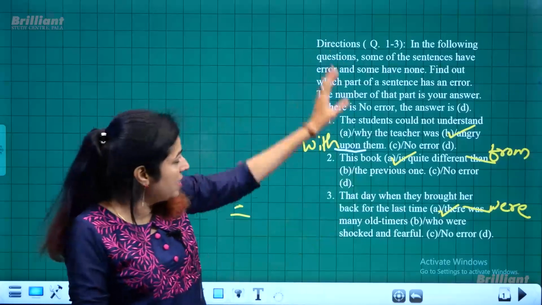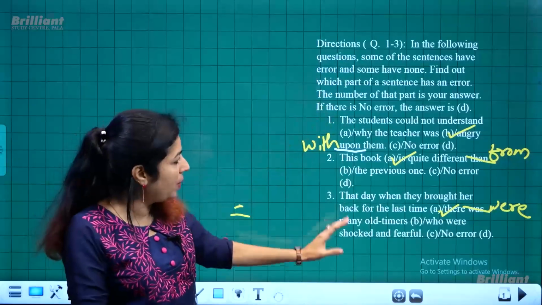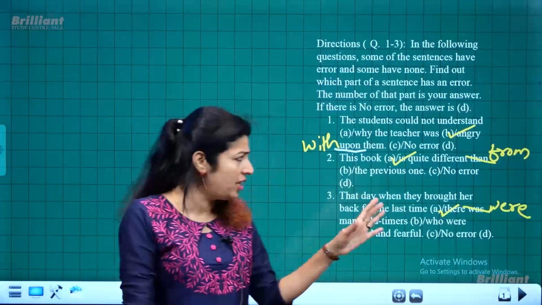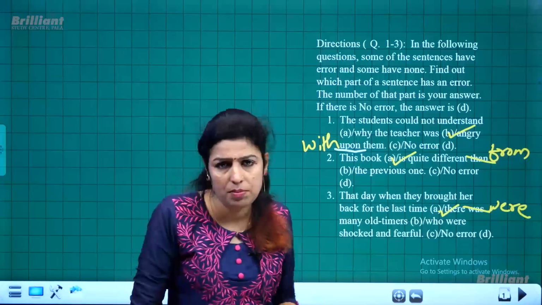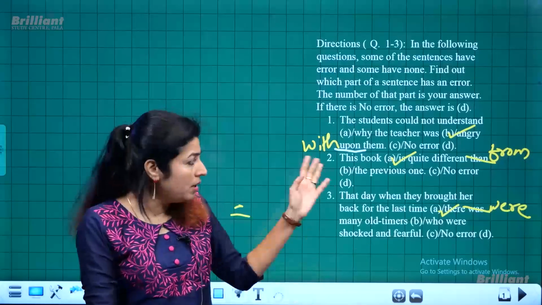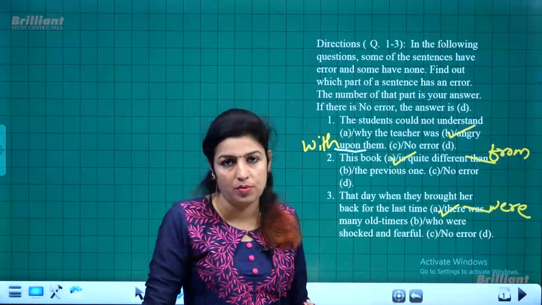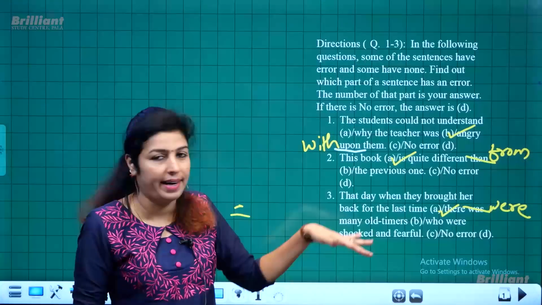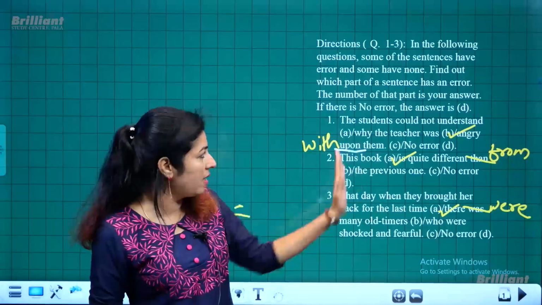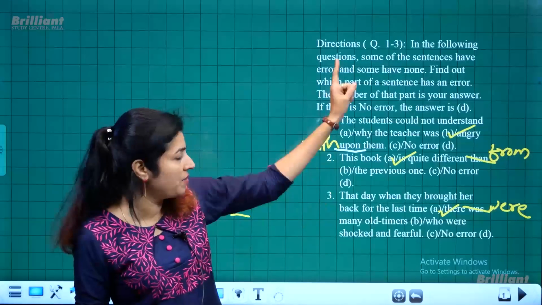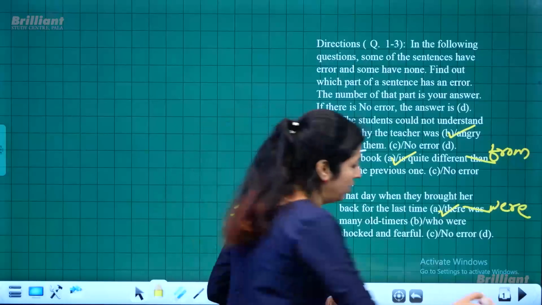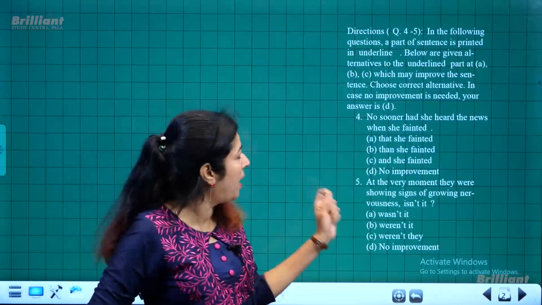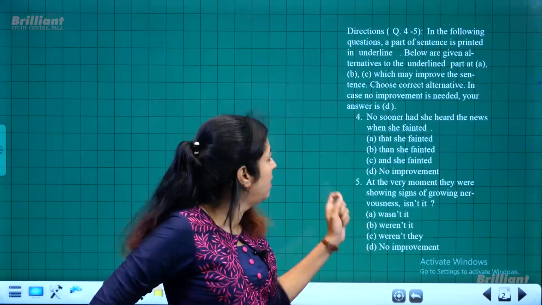So for the first set of questions, all three questions had errors, and I told you how to correct them. Actually your task is just to find out the mistake. You need not worry about the correction, but you should know the rules with which you will get the correct answer. That's why I'm telling you how to correct it. So these are the errors in the first three statements, the first set of questions given on the board. Now in the following questions, a part of the sentence is printed in underline.